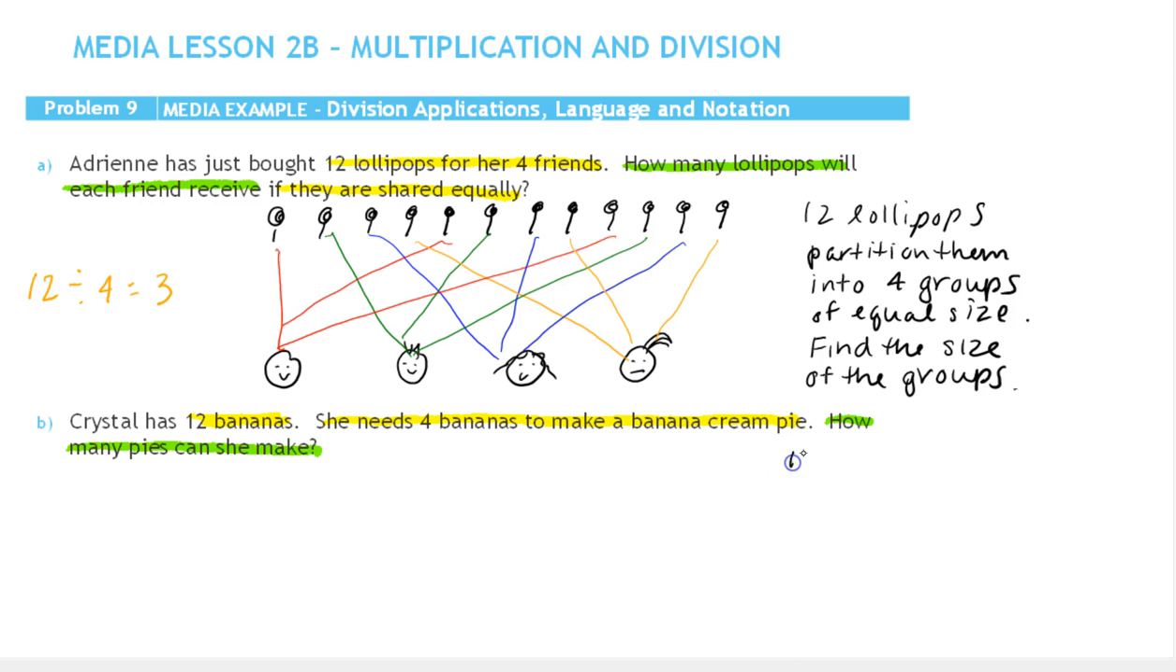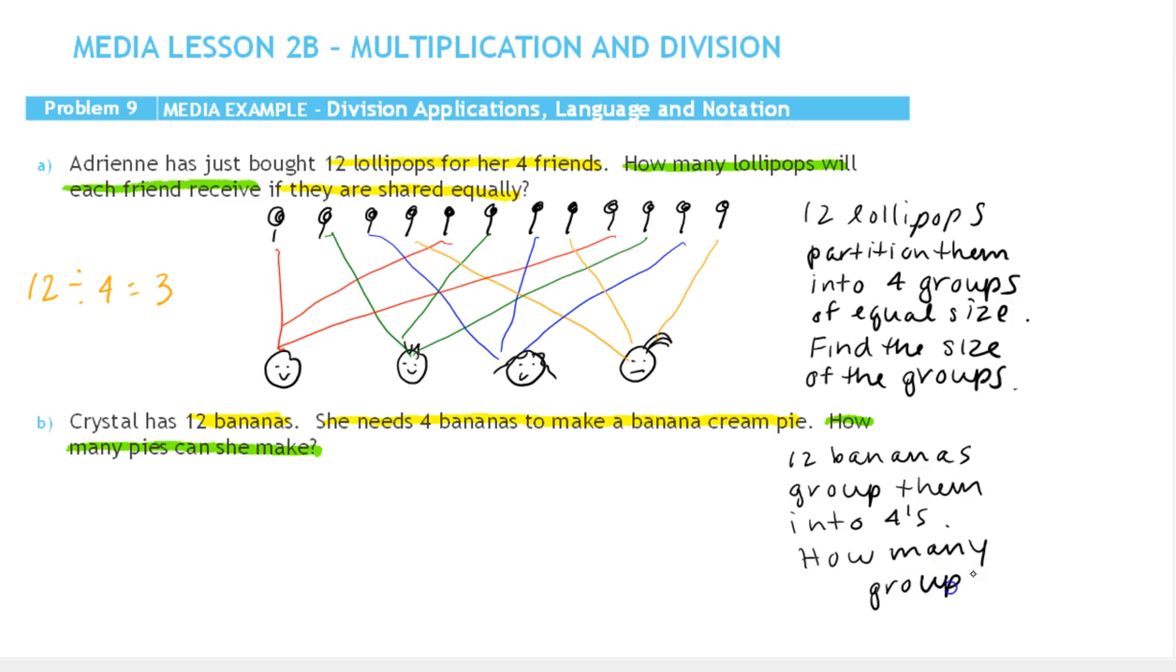She has 12 bananas, and she's going to group them into 4s, and we want to know how many groups of 4 there are. Okay, so remember in the last one, we were breaking them into 4 groups and we needed to know the size of the groups. Here, we're grouping them into 4s because we know each banana pie takes 4 bananas, and we want to know how many groups of 4, or how many pies, we can have.